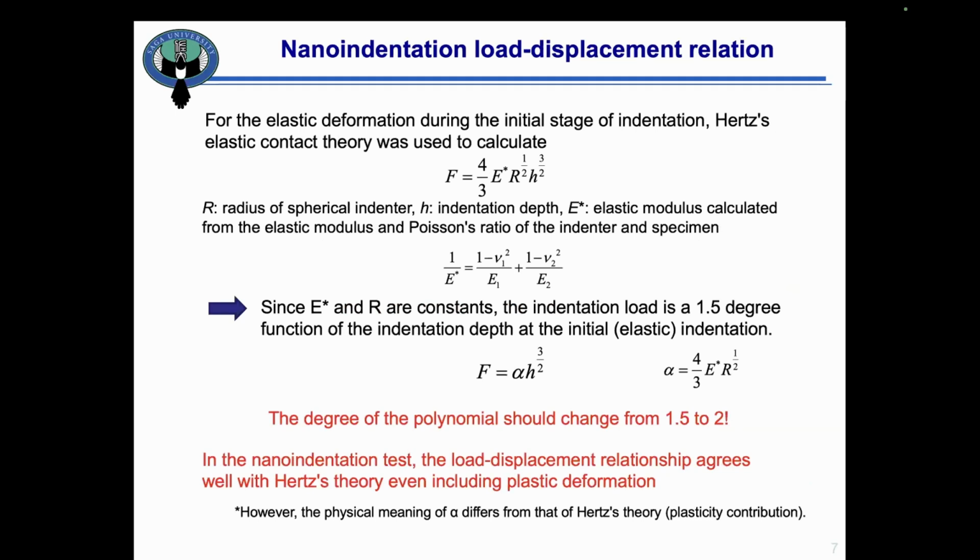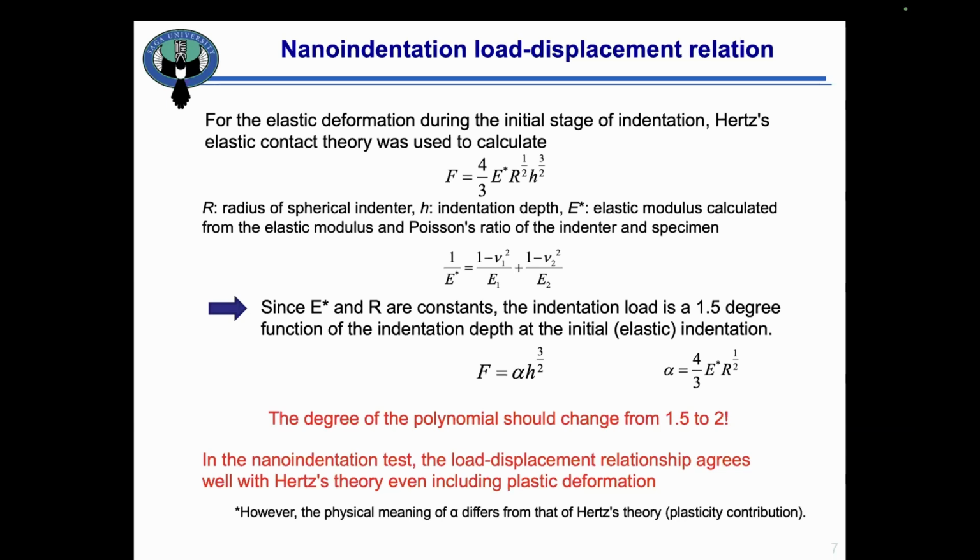For the elastic deformation during the initial stage of indentation, elastic contact theory was used to calculate it. That is expressed like this equation. R is the spherical radius of the spherical indenter, and h is the indentation depth. E star is the elastic modulus calculated by this equation. Since E star and R are constants, this equation means that the indentation load is a 1.5 degree function of the indentation depth in the initial elastic indentation, like this.